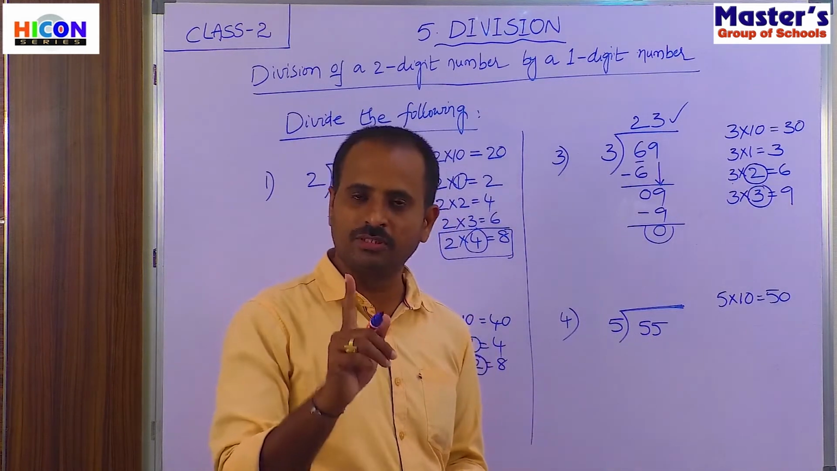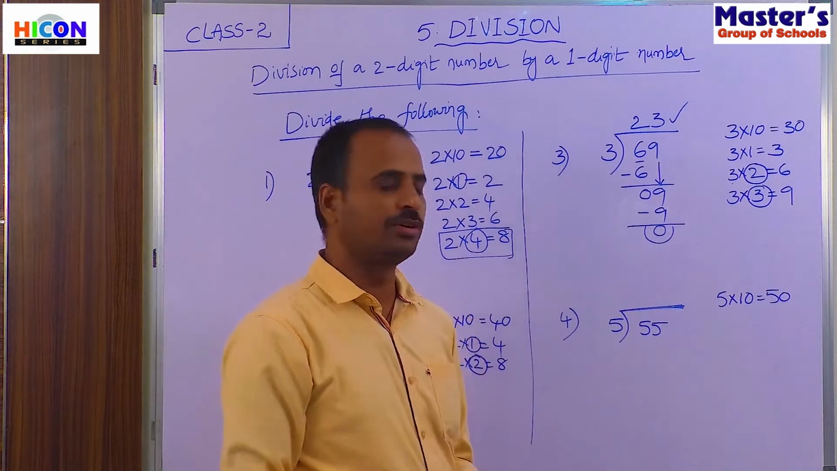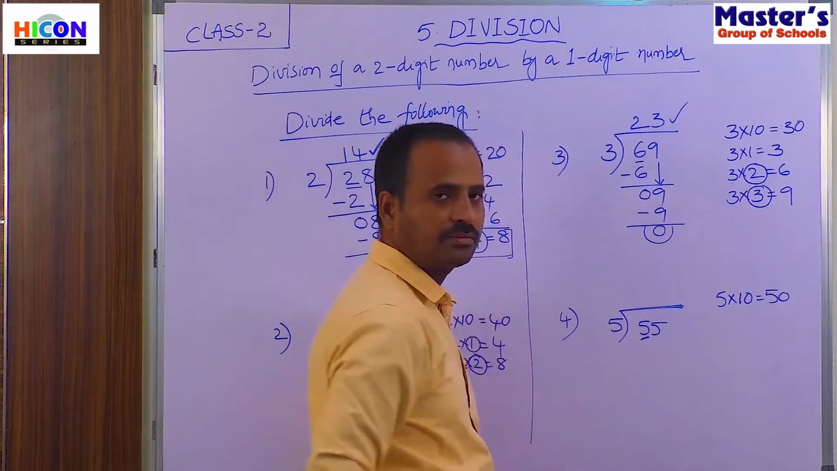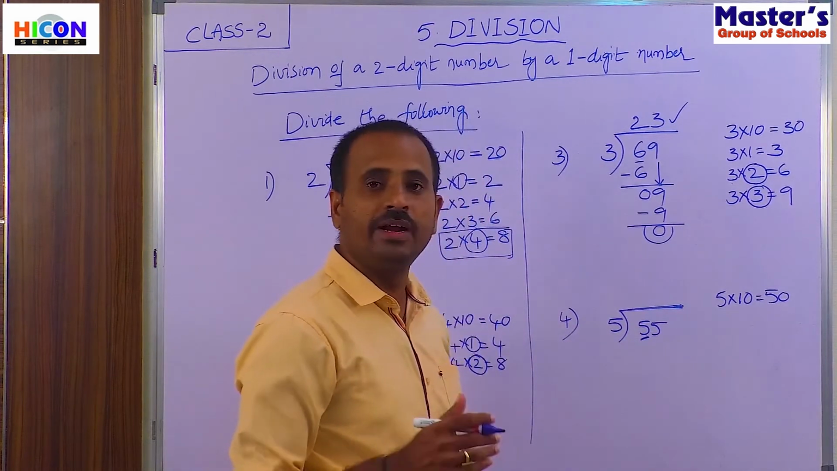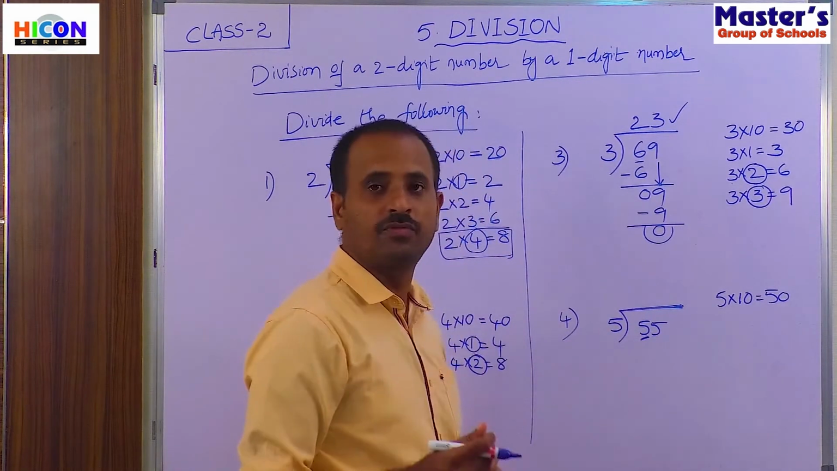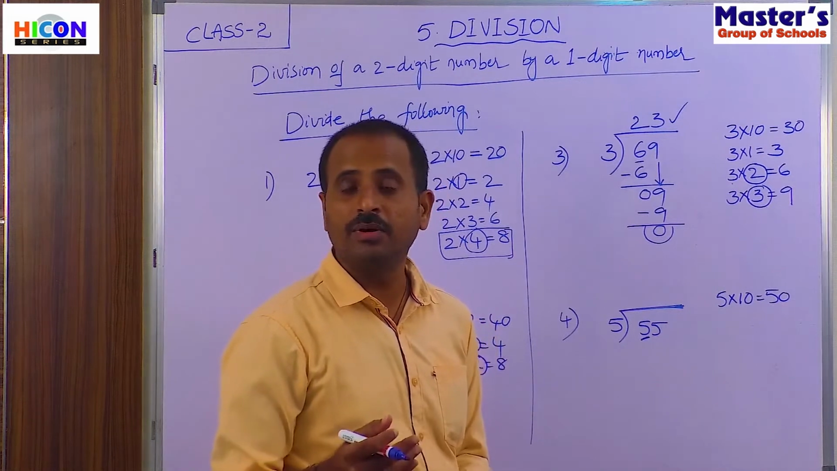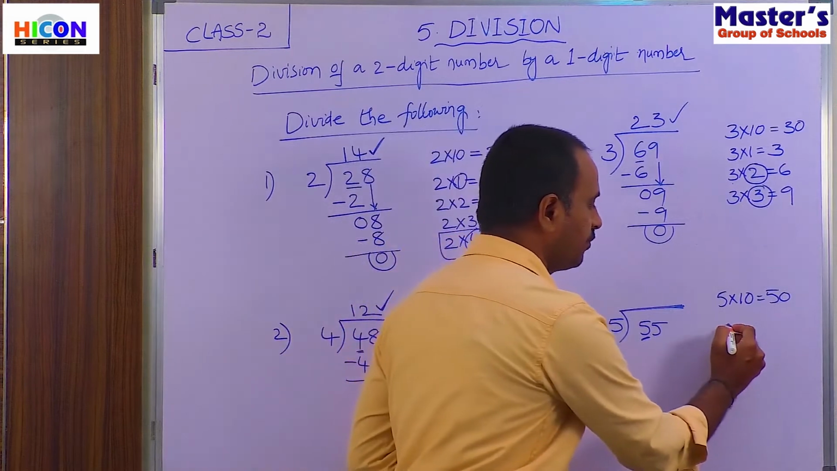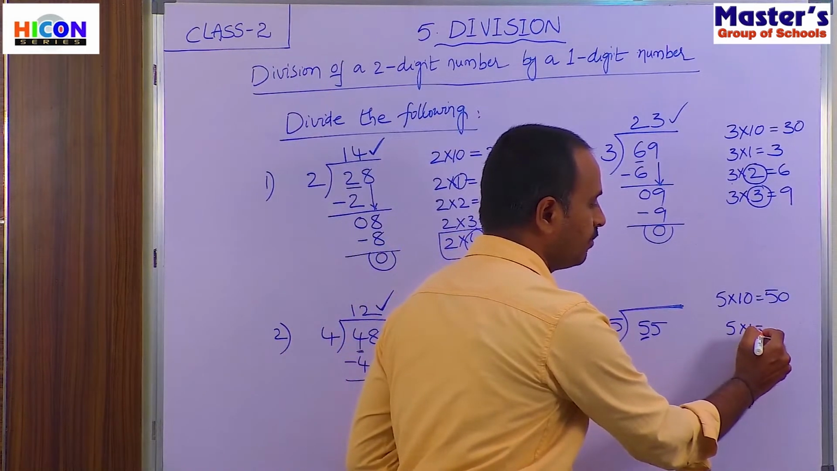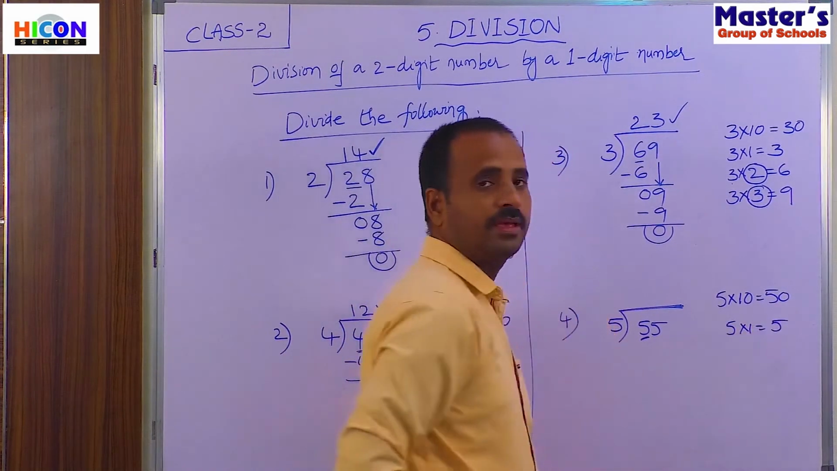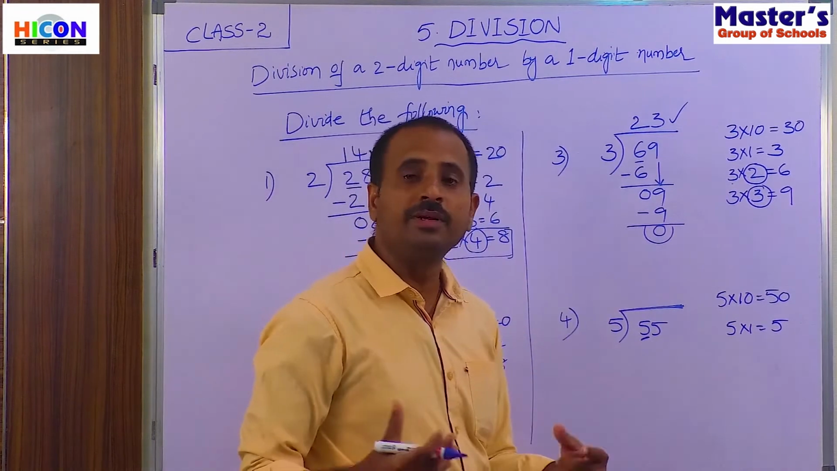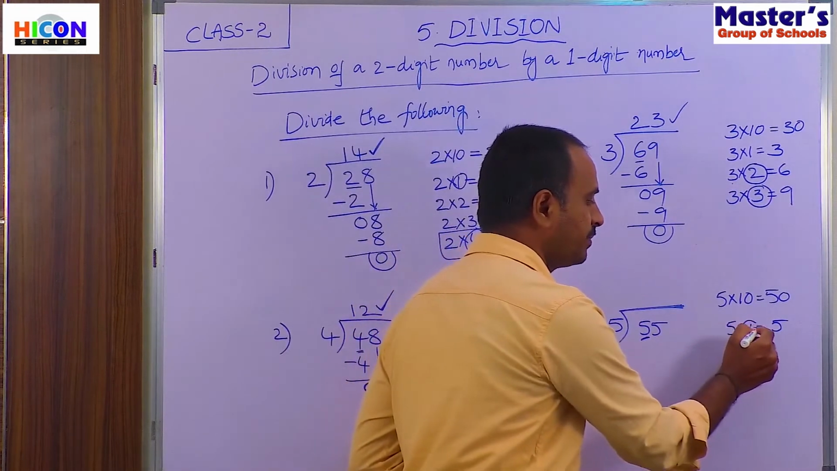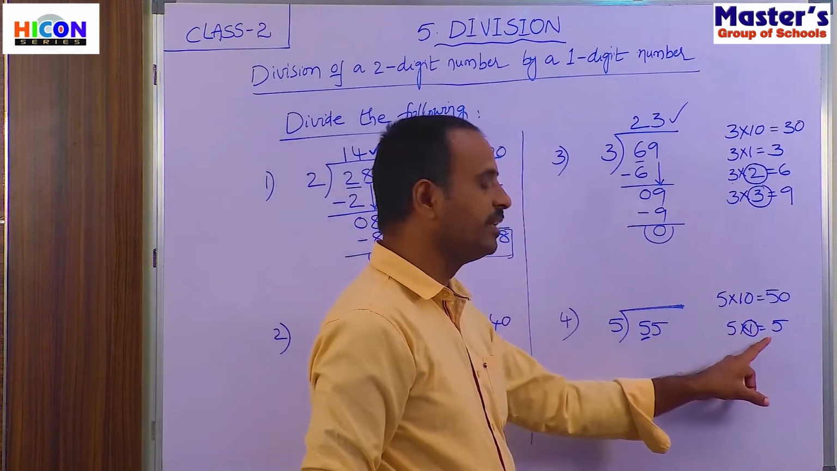So let us take the first digit only. What is the first digit here? 5. So take 5 and let us find when the number 5 comes in the fifth table. So let us recall the fifth table. That is 5 ones are 5. Yes, we have got the number 5. How many times do we have to take? 1 time. That is 1 times 5 is 5.